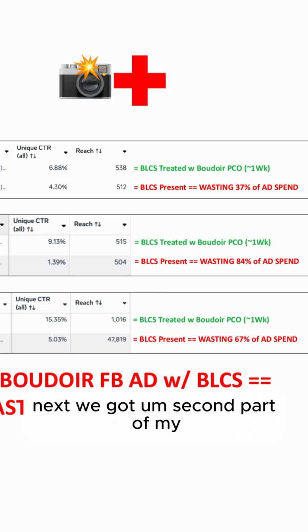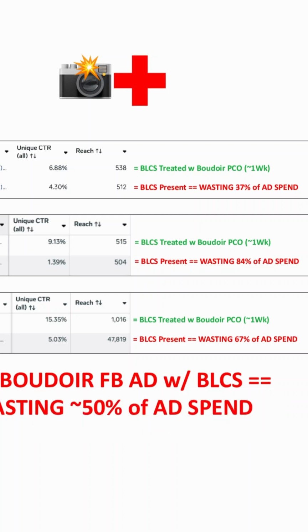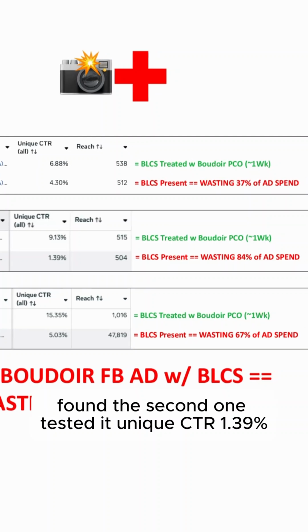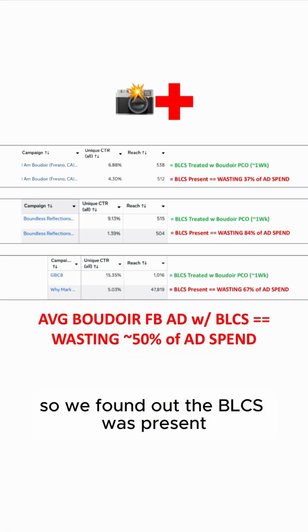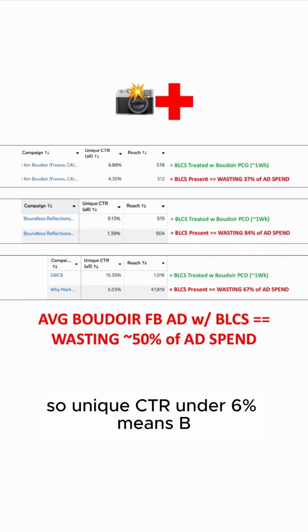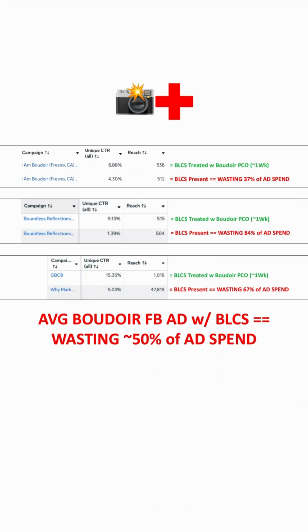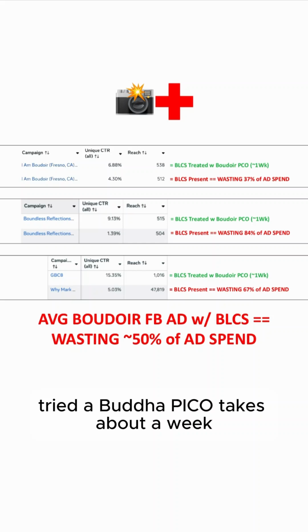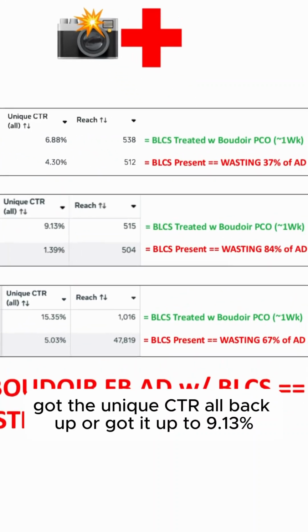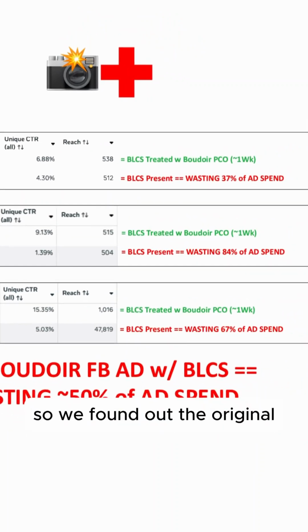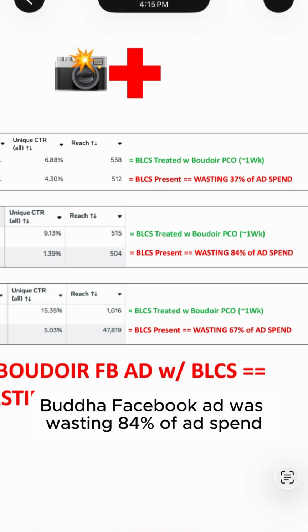Next, the second part of my residency: I found the second one, tested it, and the unique CTR was 1.39%. So we found out BLCS was present. Unique CTR under 6% means BLCS is present, boudoir low click syndrome. What we had to do was treat it with Boudoir Pico, which takes about a week. We got the unique CTR up to 9.13%. So we found out the original boudoir Facebook ad was wasting 84% of ad spend.